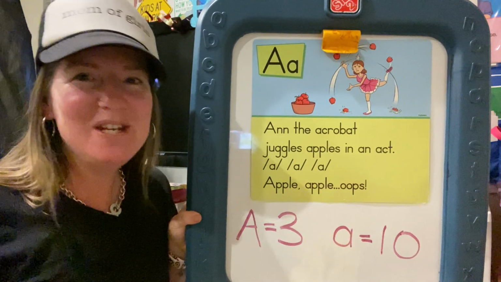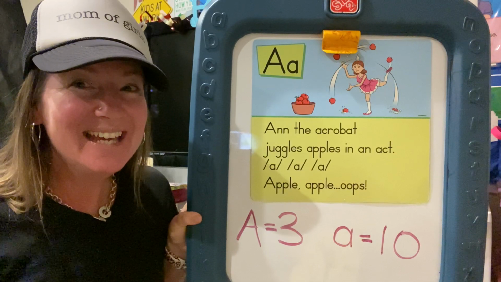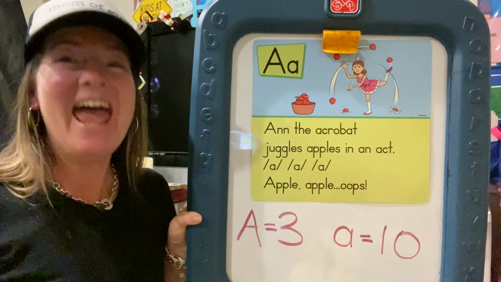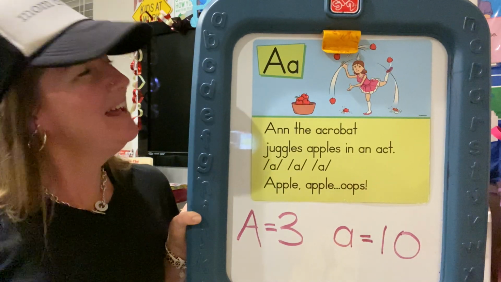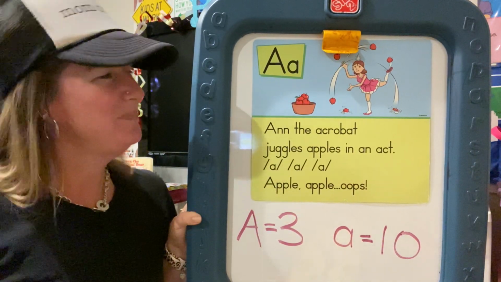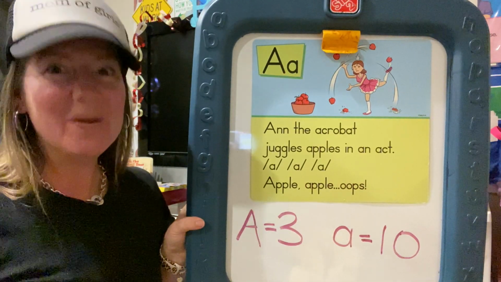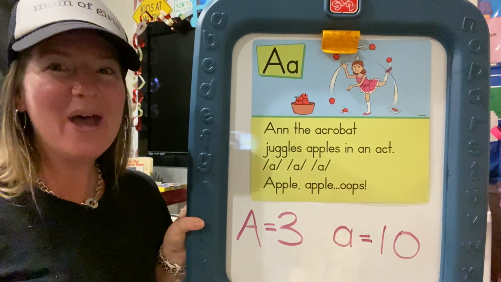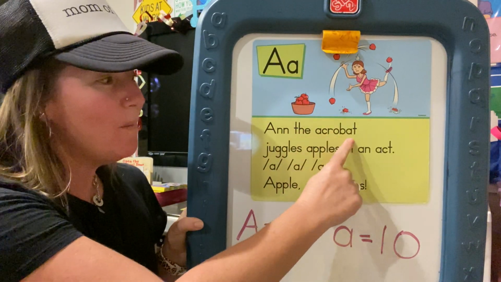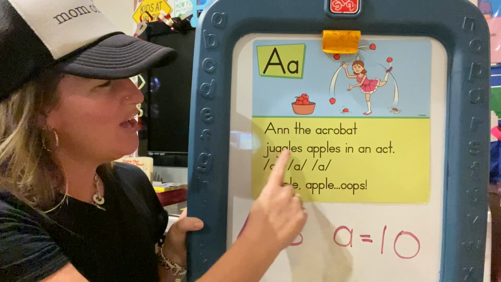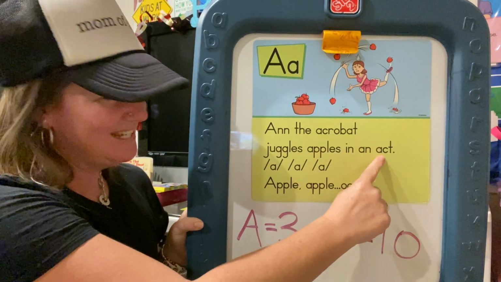One more time, can you shout out what sound the letter A makes? Good. Ah. One more time, let's say our sentence all together. Ready, set, go. Anne the acrobat juggles apples in an act.